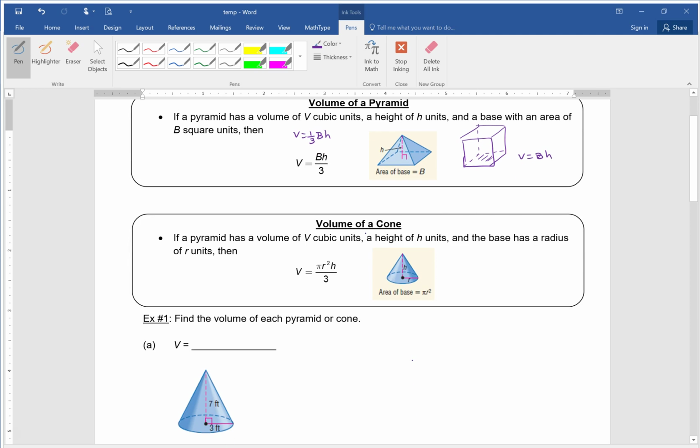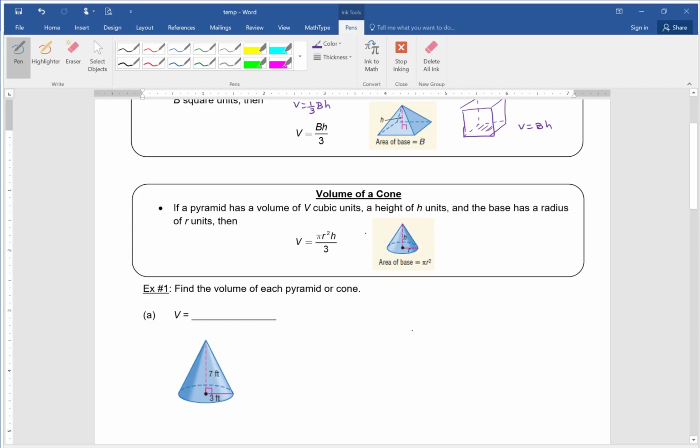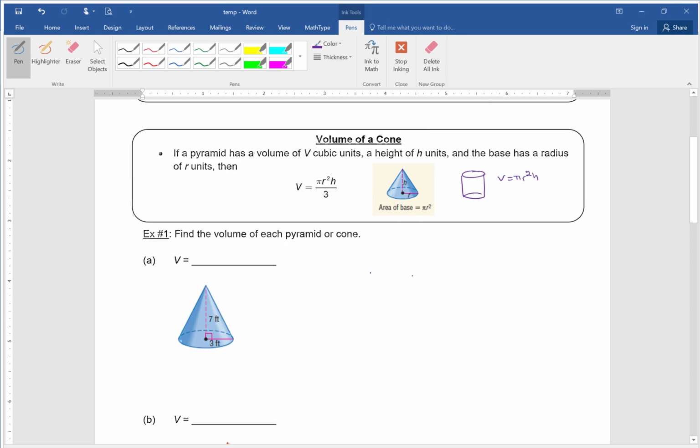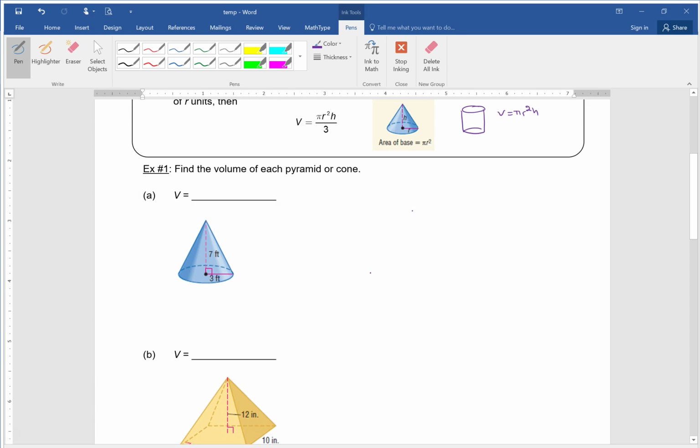Alright. And the same with the cone. If the volume of a cylinder was pi r squared h, then the volume of the cone is 1/3 pi r squared h. Alright? So here, let's find the volume of this cone.